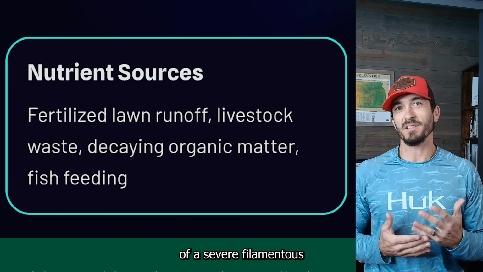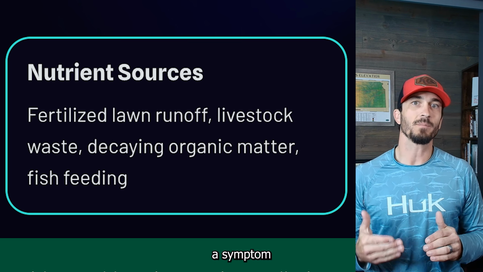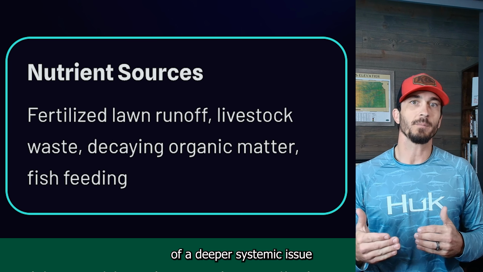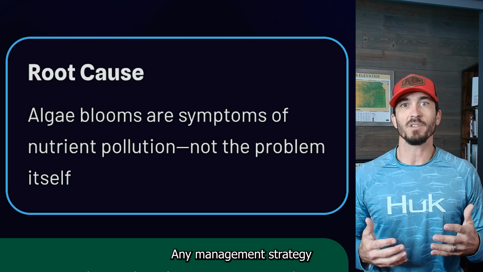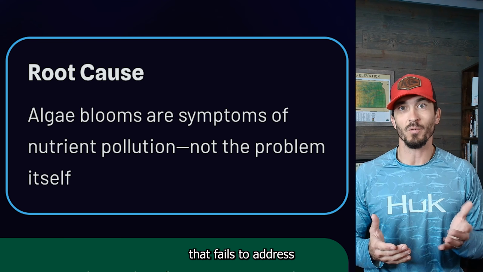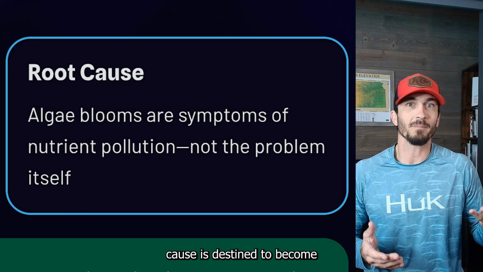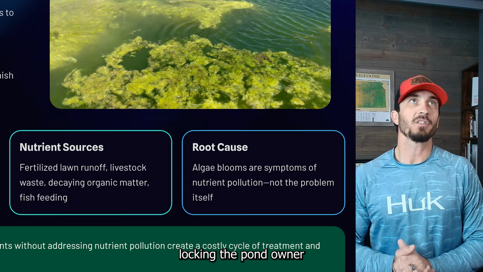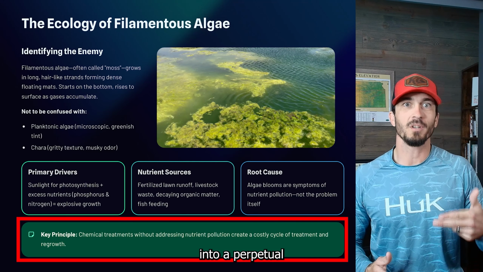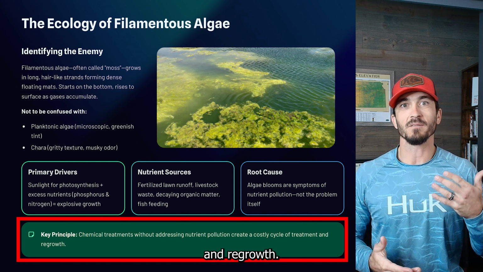The presence of a severe filamentous algae bloom is not the problem itself, but rather a symptom of a deeper systemic issue of nutrient pollution. Any management strategy that fails to address this root cause is destined to become a temporary fix, or a band-aid, locking the pond owner into a perpetual and often costly cycle of chemical treatment and regrowth.